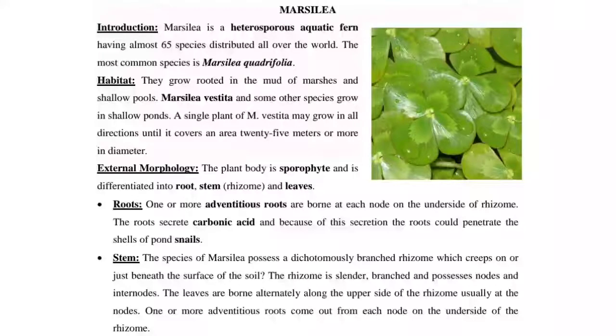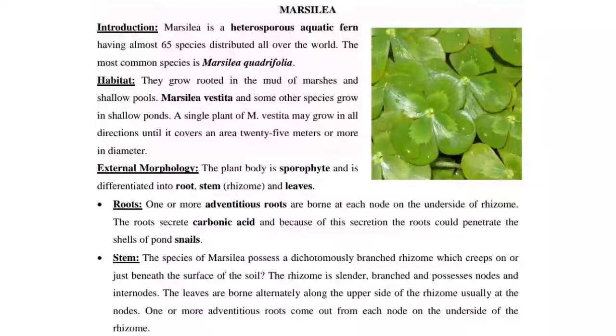A single plant of M. vestita may grow in all directions until it covers an area 25 meters or more in diameter. External morphology. The plant body is sporophyte and is differentiated into root, stem, rhizome, and leaves. Roots. One or more adventitious roots are borne at each node on the underside of the rhizome. The roots secrete carbonic acid, and because of this secretion the roots could penetrate the shells of pond snails.